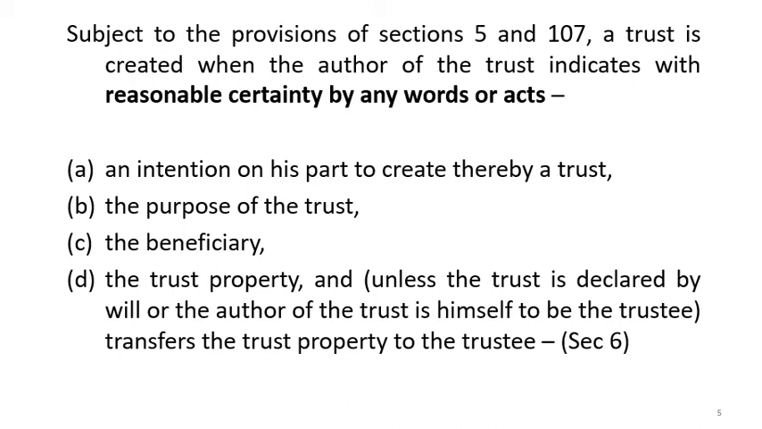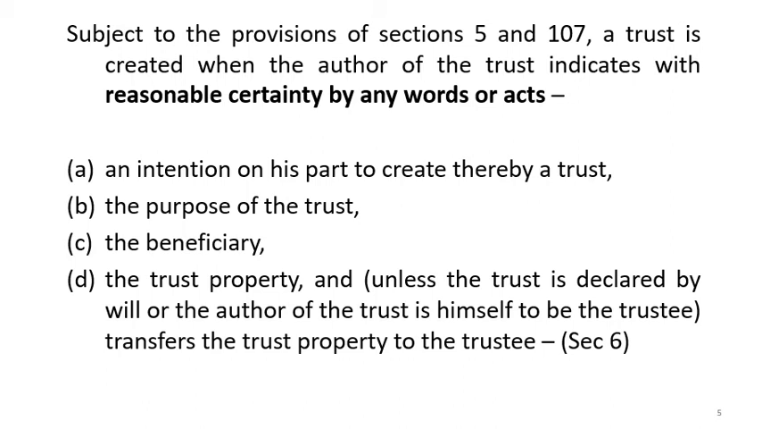By any words that must be in writing or even spoken. But another one is very important, even by acts. Then the reasonable certainty of what? The intention of the author of the trust. Because, a simple example here: if I transfer my property to another person without saying anything, it means that it may be a deed of transfer or deed of gift. There is no trust at all.